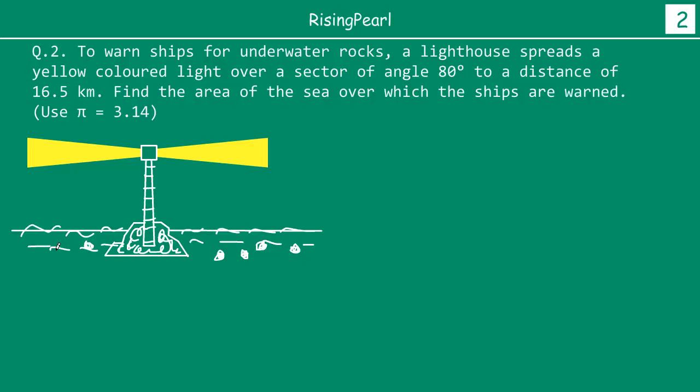And then the purpose of the lighthouse is to make sure that the ship, let's draw a ship over here, there is a ship which is sailing by. Let's say this ship is approaching the shores over here. The lighthouse has this yellow colored light on the sea, warning the ships so that they can see these rocks. That is the whole purpose.